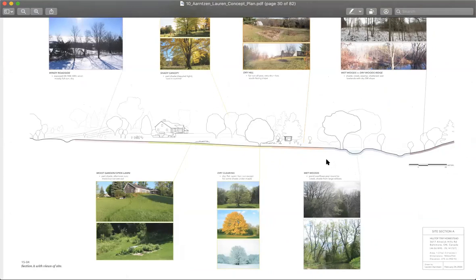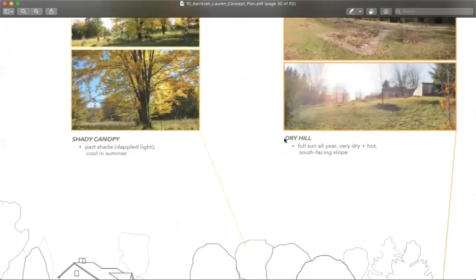So you can see just with a little bit of coloration, she's really shown the different areas, the different sections, and shown what all the images are. So she said full sun, very hot and dry, south facing, partial shade, dappled light, cool in summer.